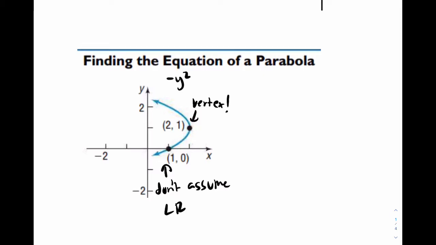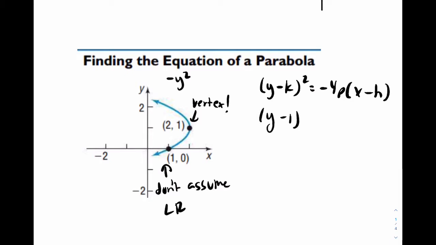Which means for our equation, we can start here. Y minus k squared is equal to negative 4p x minus h. We have the vertex, let's plug it in. That's y minus 1 squared is equal to negative 4p, and this would be x minus 2. So notice we're pretty close to the formula. We just don't know p. All we have is that single point right here.